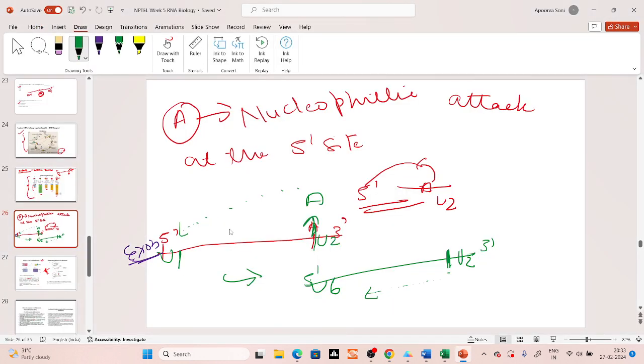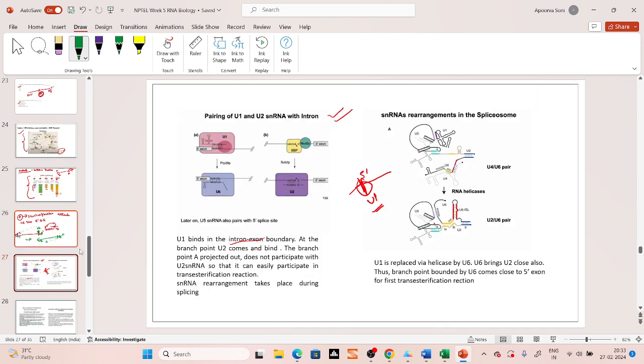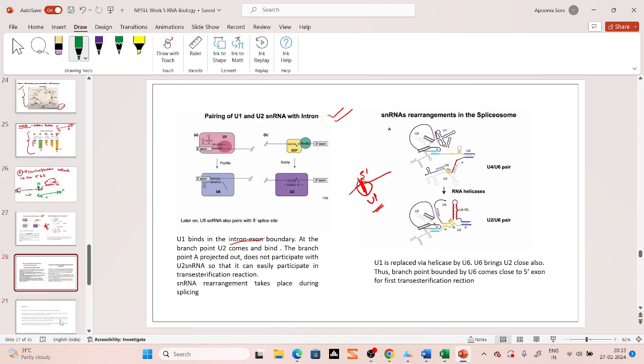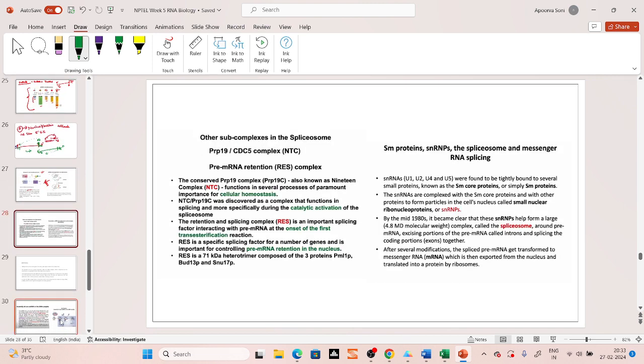So the thing is that when U1 is replaced by U6, this U6 tries to pull U2 towards itself, so that along with U2, the branch point will also come and it can attack. So this is the way how the initial arrangement of the spliceosome takes place.